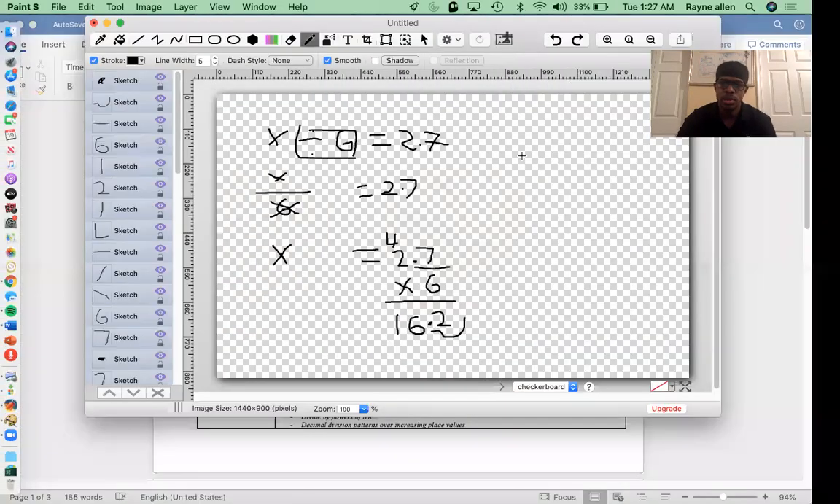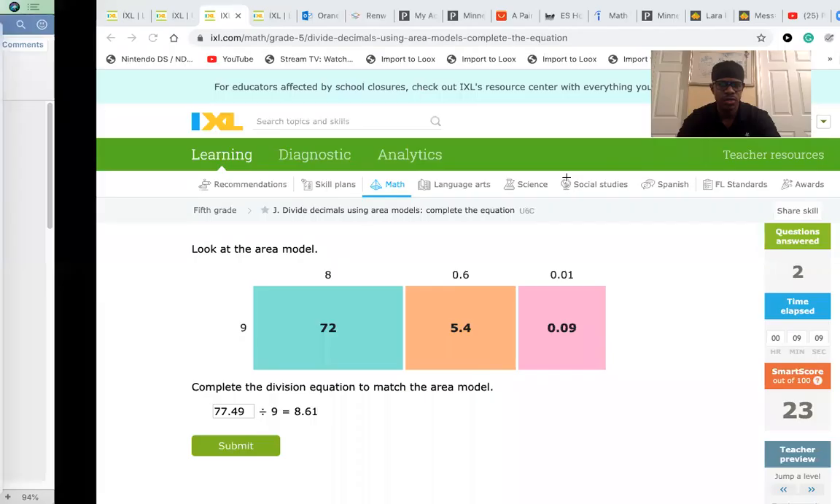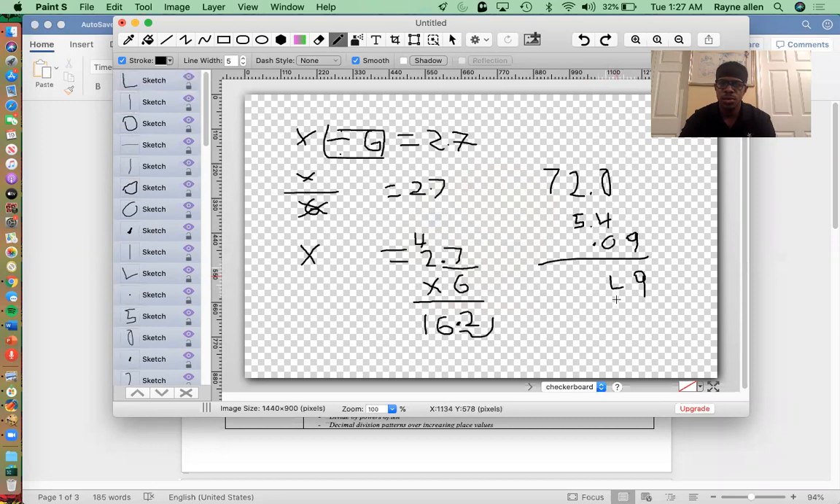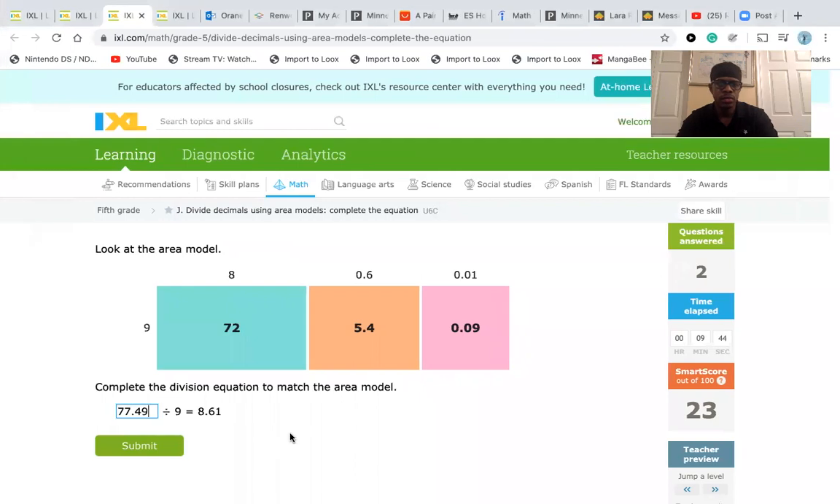And if you're not sure, we can just add them. All we're doing is adding them. It's going to be 72.0 plus 5.4 plus 0.09. And then all we're doing is adding. So 9 plus nothing is 9. 4 plus nothing is 4. 5 plus 2 is 7. 7 plus nothing is 7. 77.49.